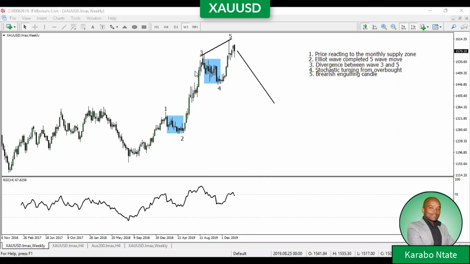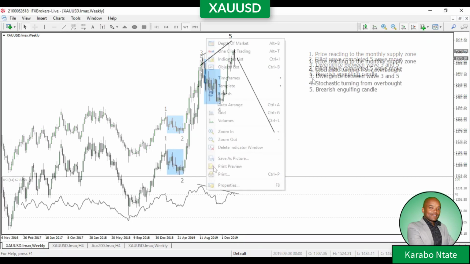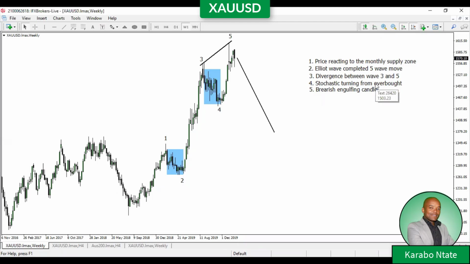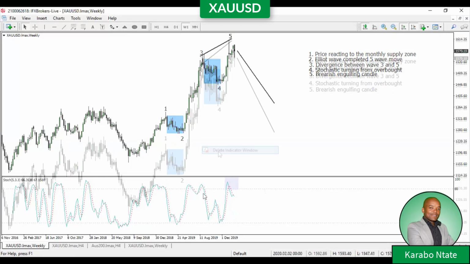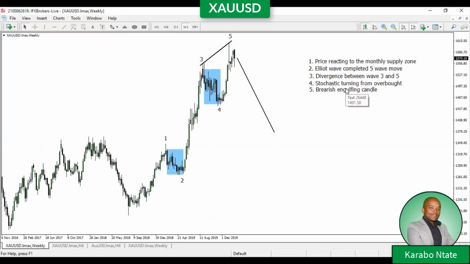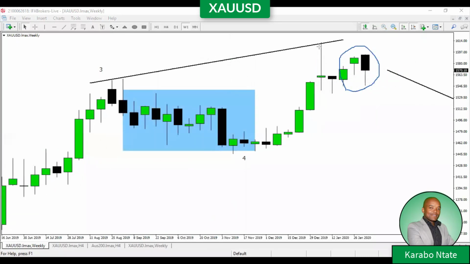So we have price forming higher highs, and we have the RSI forming lower highs. And number four, we have the stochastic turning from overbought. As we had price reacting to the monthly supply zone, at the same time, the stochastic was turning from overbought territory. And number five, we have a bearish engulfing candle. This previous candle being engulfed by this one. So this often forms another indication that we could see price dropping from current price.